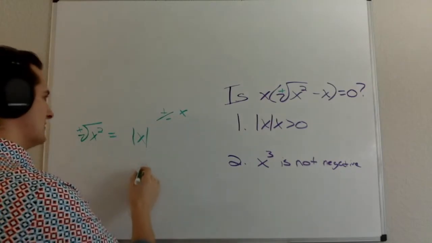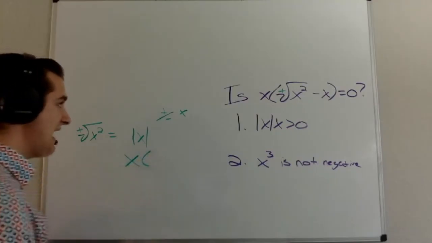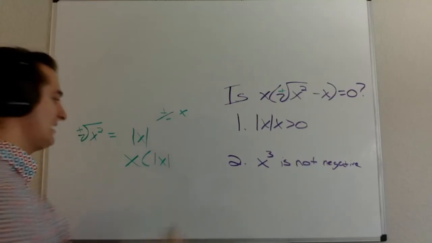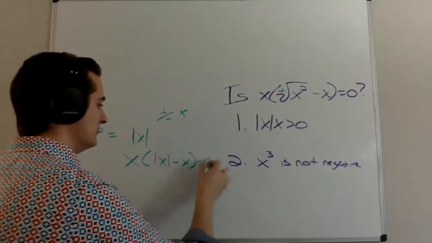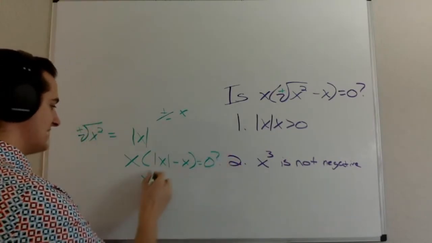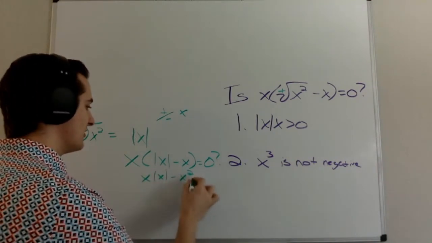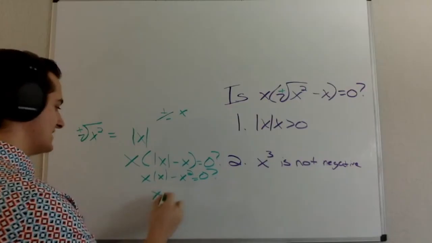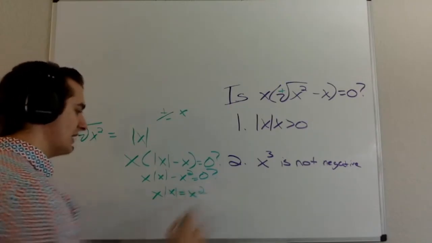What I'm going to do here then is continue to simplify. I'm going to say x times the absolute value of x minus x. Is that equal to 0? And again, I'm going to simplify further. I'm going to say x times the absolute value of x minus x squared. Is that equal to 0? I'm going to take it one step further, and I'm going to say, is x times the absolute value of x equal to x squared?